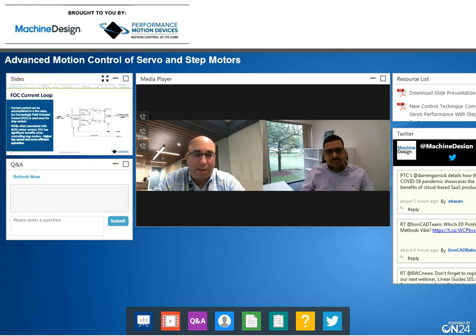But really, it's this combination of FOC and really a two-phase brushless motor, if you want to distill it down to what my 90-year-old parents would understand, and they may not even understand that because they have troubles with ATM machines. But really, it's a two-phase brushless motor, not a three-phase brushless motor. So you have to do some interesting things there that PMD does really well.